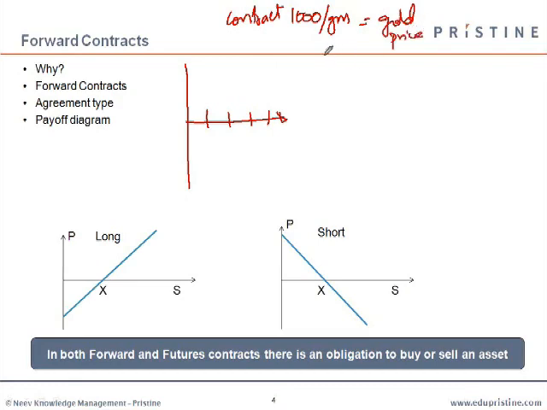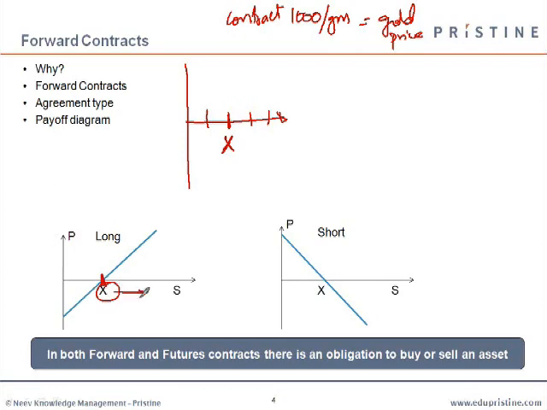Now, who stands to gain? Literally no one, right? Because whether it's long or short, in the absence of the forward, they would have still purchased or sold at 1,000 per gram. Because of the forward also, they're only purchasing and selling at the same price, 1,000 per gram. Which means that when your underlying price is equal to the exercise price, X here refers to the exercise price, okay? Profit and loss is zero. That is, there is no cash flow between long and short. Neither party stands to gain or lose, okay?